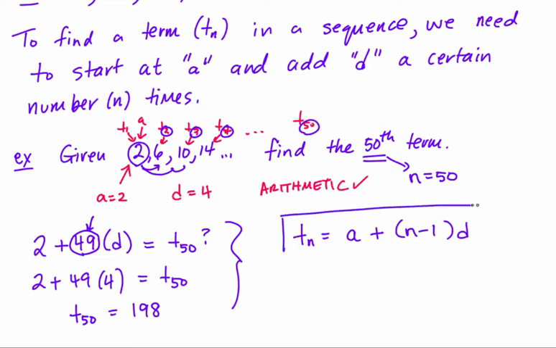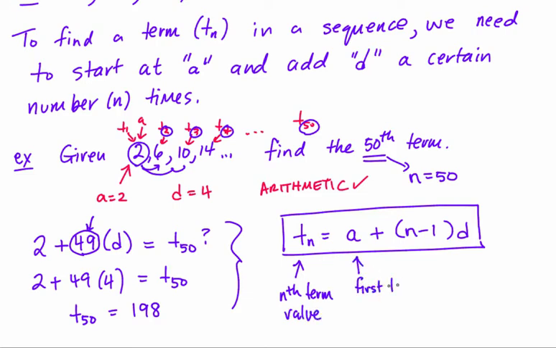This formula here is key to being able to do these sorts of questions. This is the general formula for finding the nth term, the value of the nth term, if you know the first term, the common difference, and you also know how many terms.